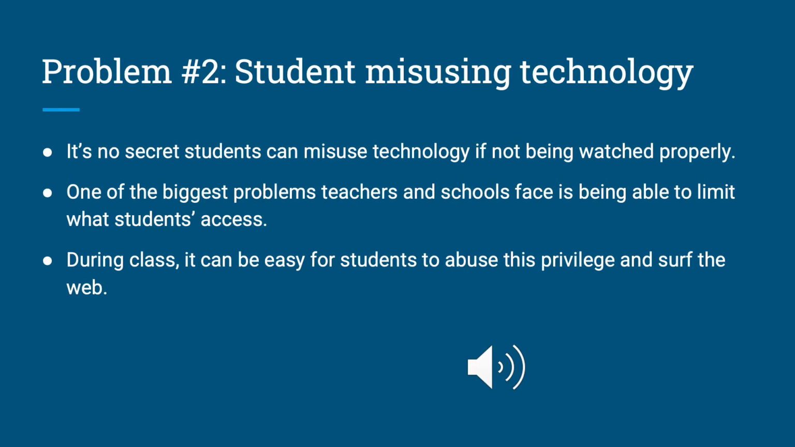While some schools have a limit on what students can actually search on their Wi-Fi access, a lot of schools don't have this. So it allows students to do kind of whatever they want on the internet. And during class, it can be easy for students to abuse this privilege and surf the web. This is another big issue because once again, if you don't have certain things in place, students can easily misuse technology. So instead of paying attention to a lesson or using technology for their work, they could easily go on it and surf the web, check social media, or even text their friends.